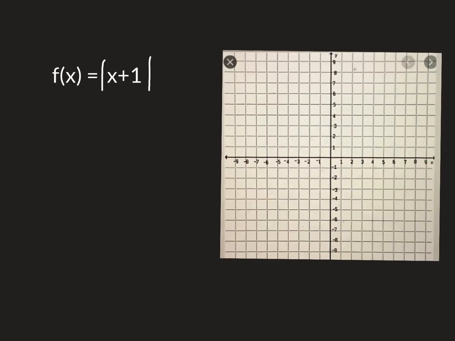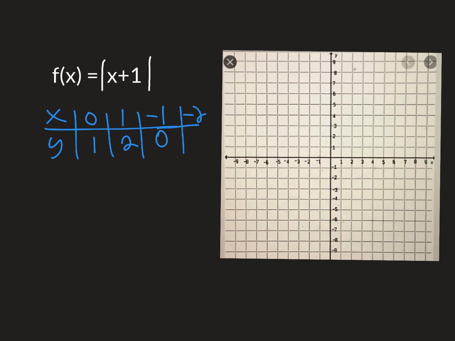Let's try one. Okay, so it's absolute value. You know it's going to be a V shape. Let's put some X and Y points here and see what we got. Let's plug 0 in. If I plug 0 in, I get 1. If I plug 1 in, I get 2. If I plug -1 in, I get 0. Let's go one more. Let's put a -2 in there and also get 1.